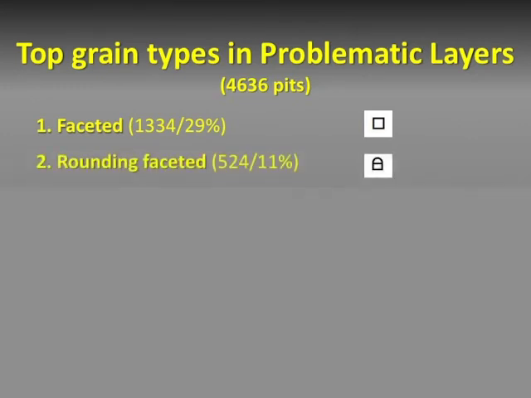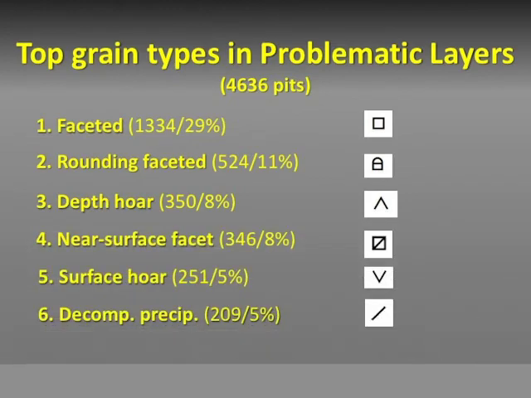Second was rounding facets at 11%. Oh, this obviously isn't in order. I'll just fill these in. Third was depth hoar. You can see a big difference though in the numbers. We're going from 8%, compared to number 1 was 29. Near surface facets, then surface hoar, and then some decomposing precip particles.